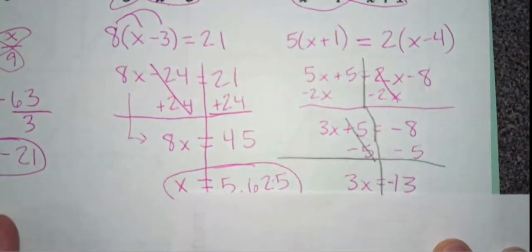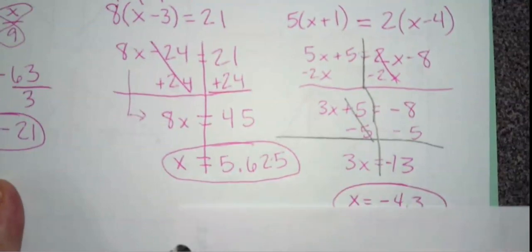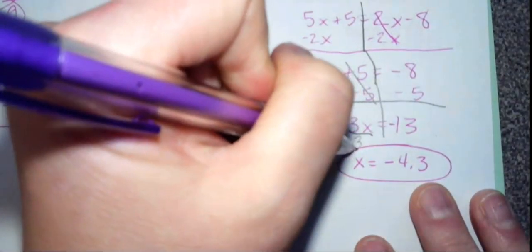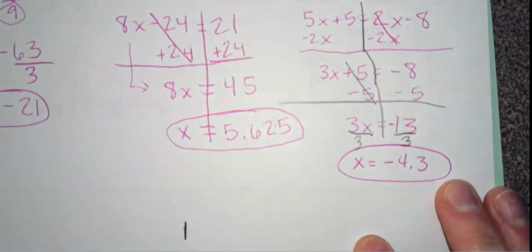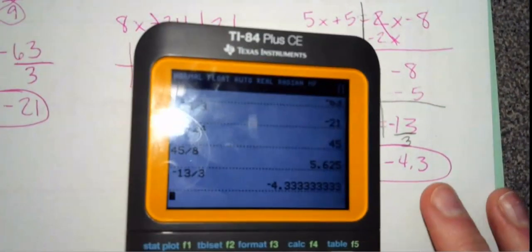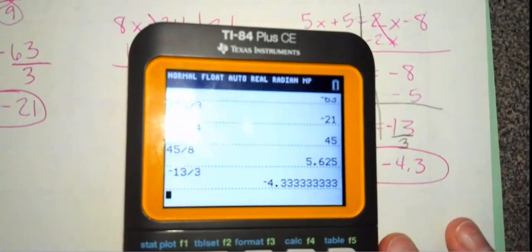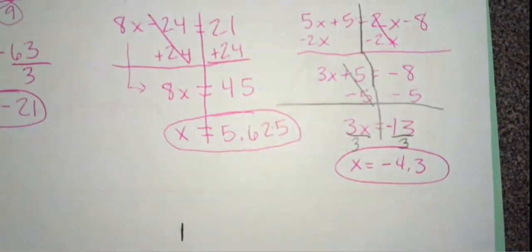These disappear. And then I just divide. That's my last step. So divide by 3, and you get like negative 4.3 repeating. Okay, negative 13 divided by 3. And that's it.